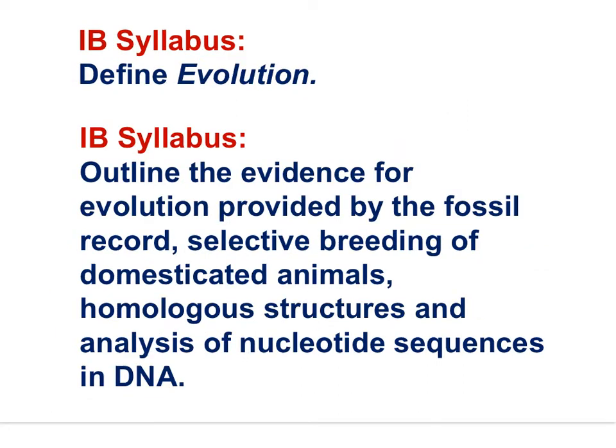So here are the first 2 IB syllabus statements. Define evolution. I just did that on the previous slide. But the statement that is the essence of this movie is: outline the evidence for evolution provided by the fossil record, selective breeding of domesticated animals, homologous structures, and the analysis of nucleotide sequences in DNA.